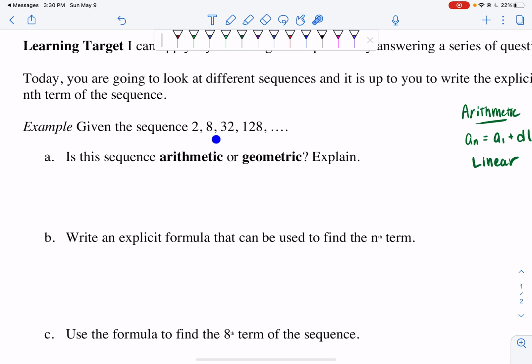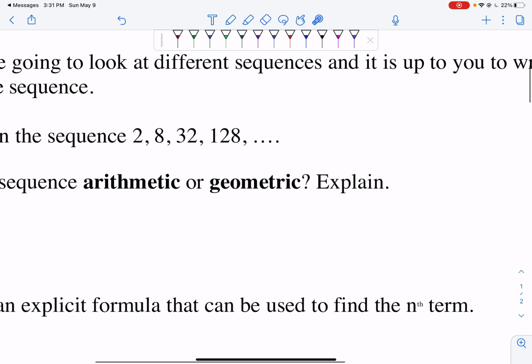Given the sequence 2, 8, 32, 128, the first question says, is the sequence arithmetic or geometric? If we look, when I go from 2 to 8, I add 6. When I go from 8 to 32, I add 24. And then when I go from 32 to 128, I add 96. So I have a question for you. Is that arithmetic? No, it's not, because I'm not going up by the same value each time. So I know it's not arithmetic, so it has to be geometric.